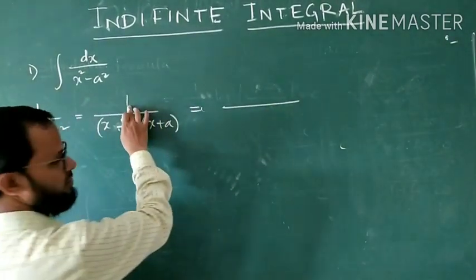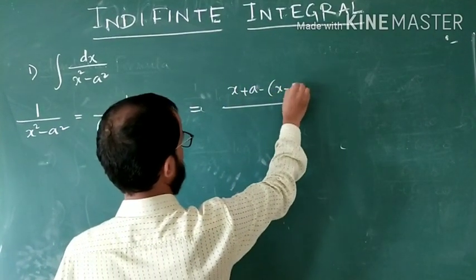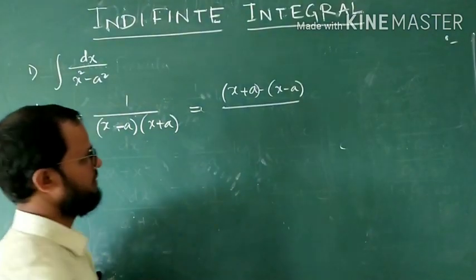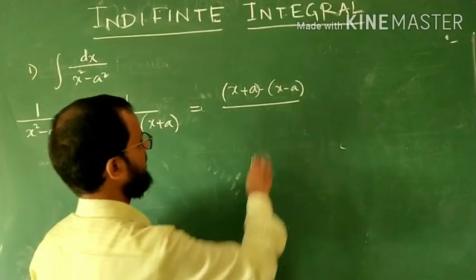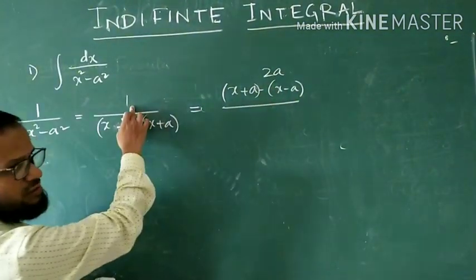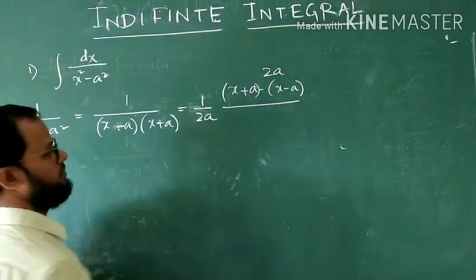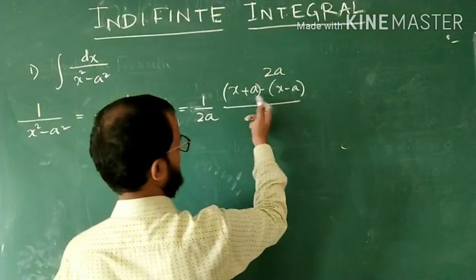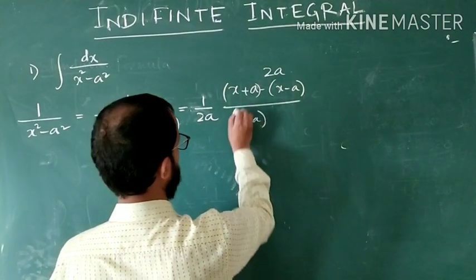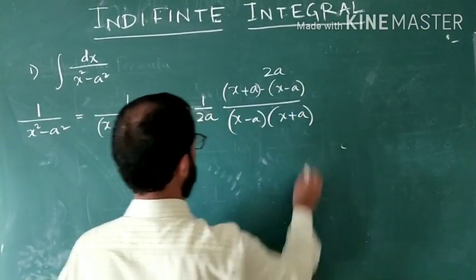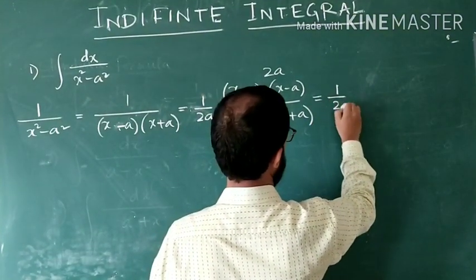And this can be written as, in the numerator, 1. This can be written as x plus a minus x minus a. You see x and x cancel. So what remains in the numerator? Twice a. But originally the numerator is 1. To balance it, you have to multiply it by 1 by twice a. Now this twice a and this twice a cancel. The numerator becomes 1, and the denominator is x minus a into x plus a.